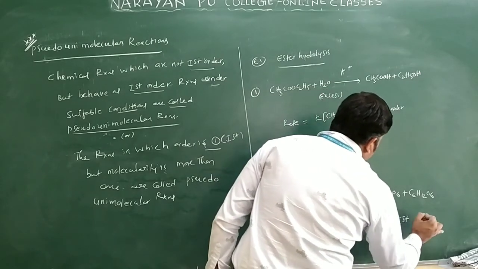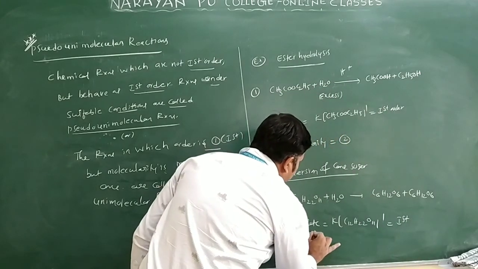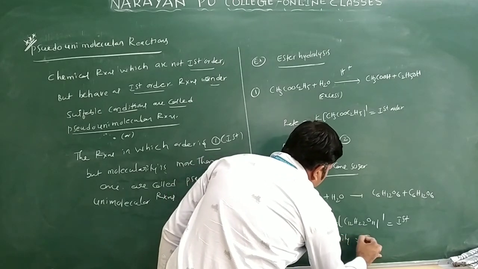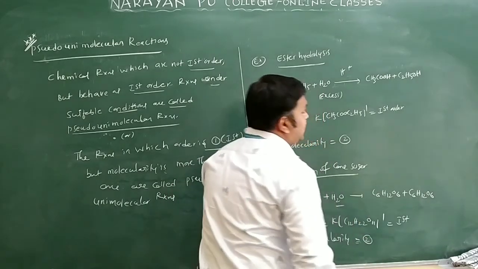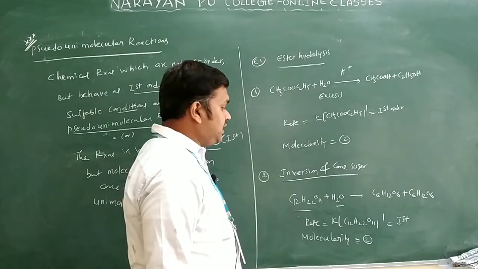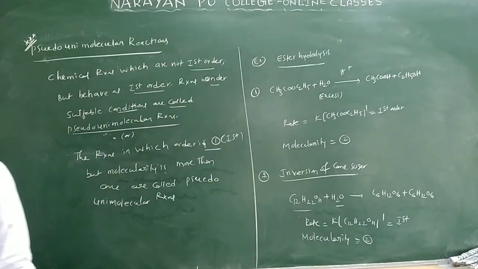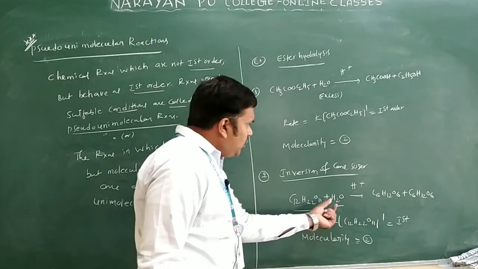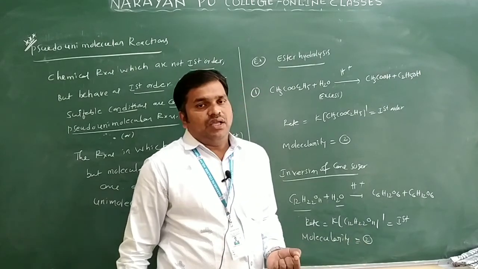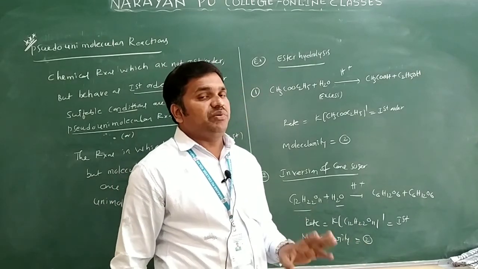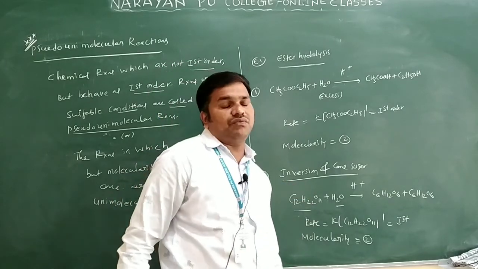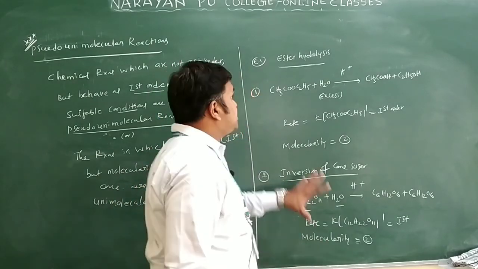It is a first order reaction. And the molecularity of the reaction is 2, because there are 2 reactant molecules. They undergo hydrolysis and form glucose and fructose. We carry out the reaction in the presence of H plus. Here we take H2O in excess, so the rate does not depend on the concentration of water. It only depends on the concentration of the cane sugar.